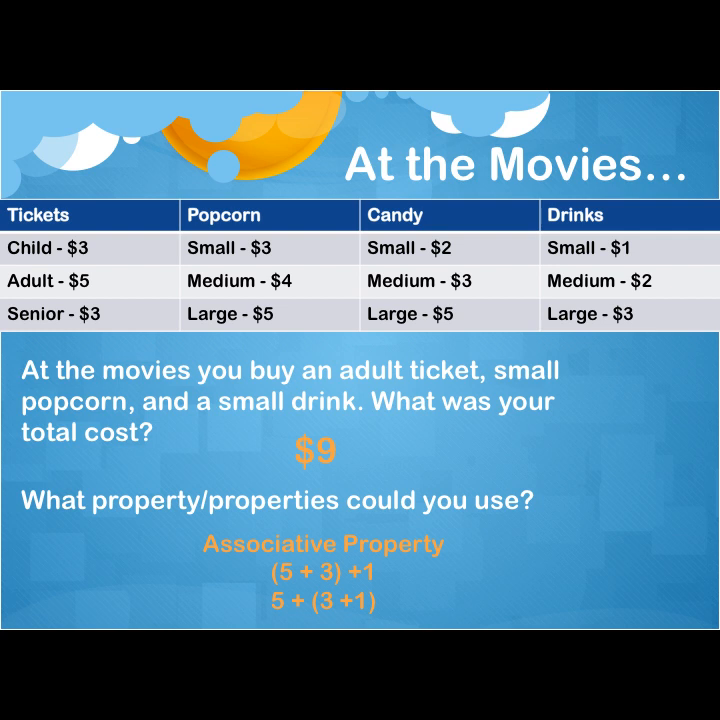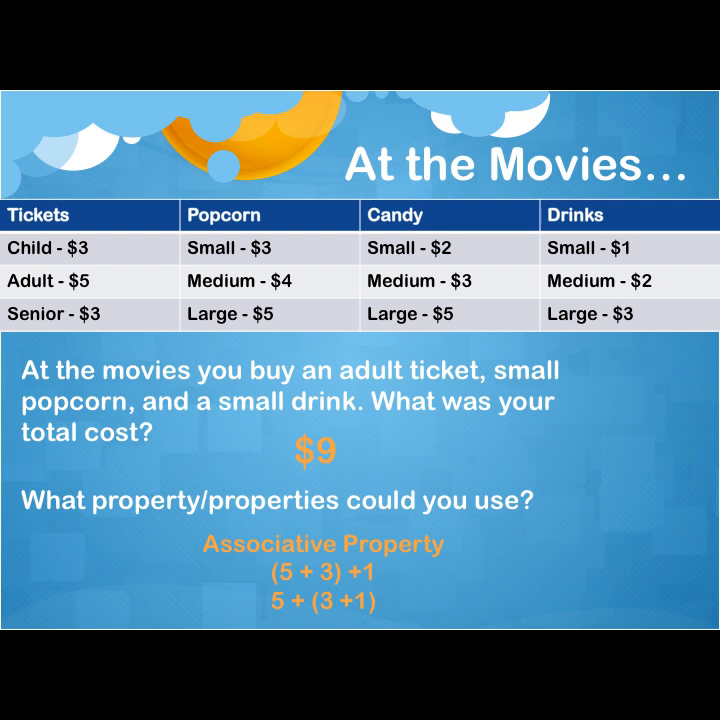Okay, now let's say it's a Friday night and you and some friends are going to the movies. At the movie theater, you buy an adult ticket, a small popcorn, and a small drink. First, using the table, find the total cost of your trip to the movies. Your total cost should be $9.